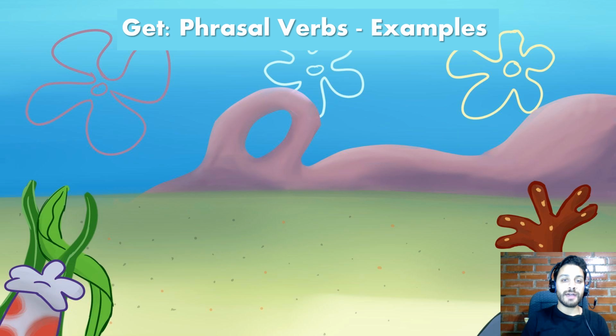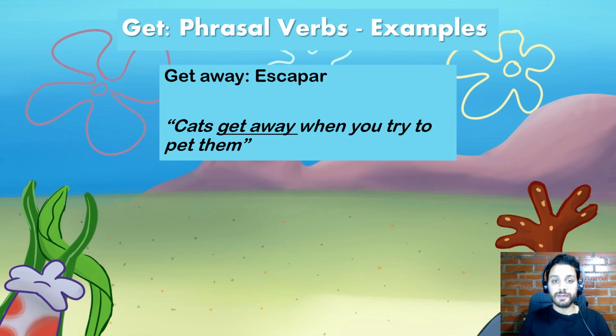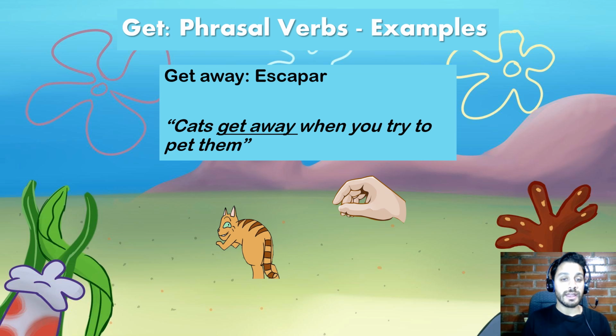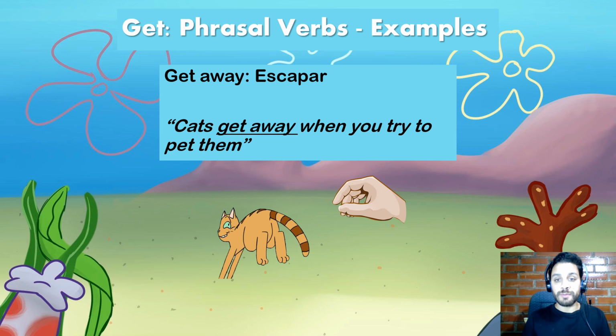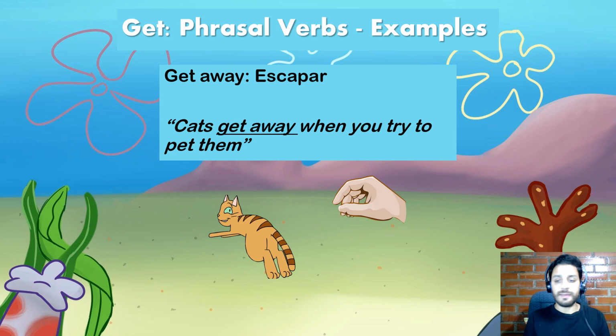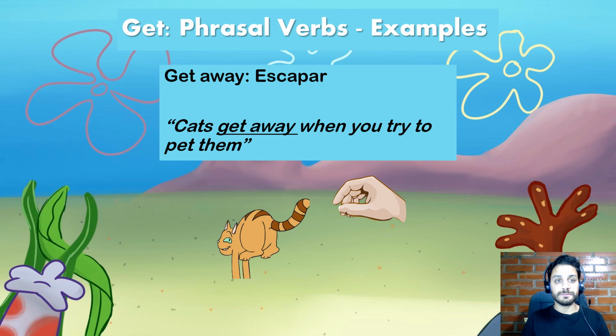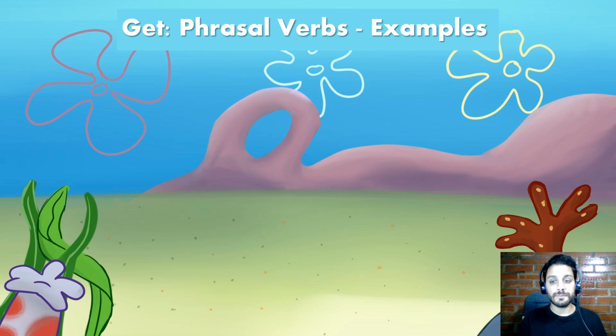Next, we have get away, as in escapar. A very common situation, you are in the street and you see a cat, you want to pet them, los quiere acariciar. Every single time I try to pet a cat, they run away. So that is the example that we have for today. Cats get away when you try to pet them. Los gatos se escapan cuando tratas de acariciarlos. And that would be the example for get away, okay? Escapar. Next.